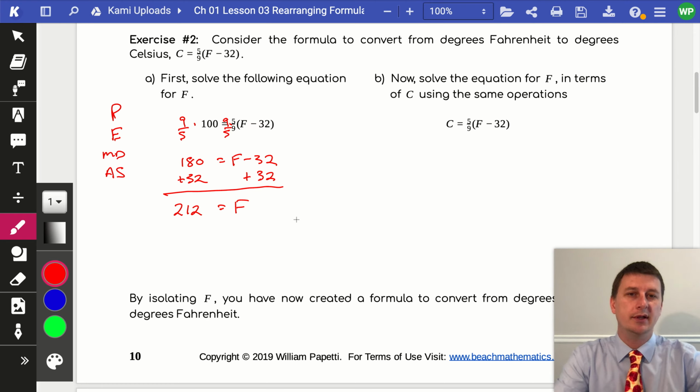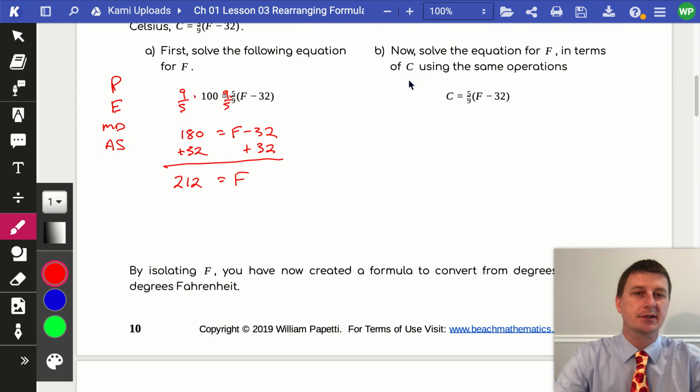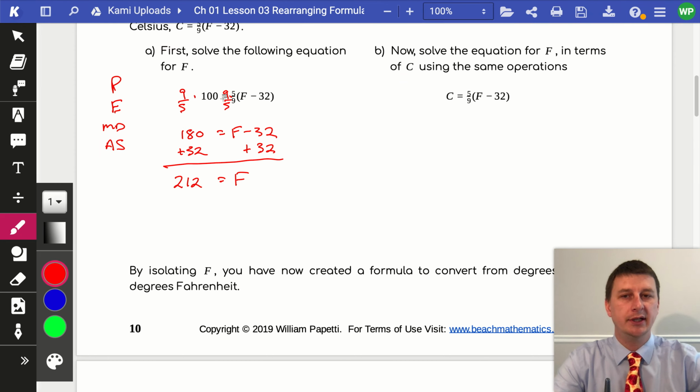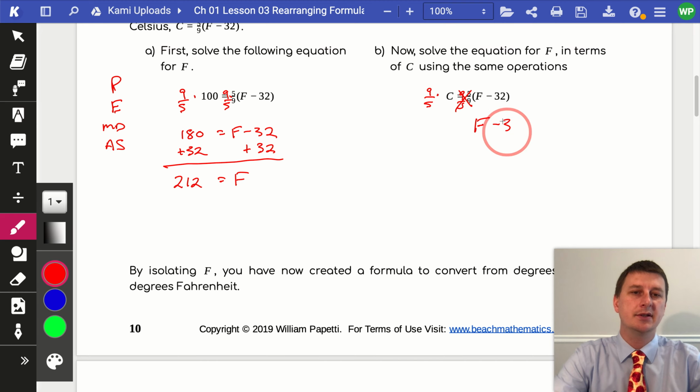So now, in part B, we're going to solve the equation for F in terms of C. That means C is going to be in our answer using those same operations. The first thing we did over here was we multiplied by 9/5, and that's going to be the first step we do over here. So when we do that, our fractions cancel out and we'll be left with F minus 32 on the right. And 9/5 times C is just going to be 9/5C.